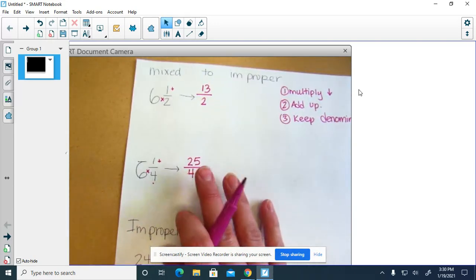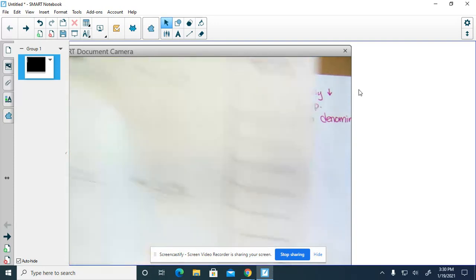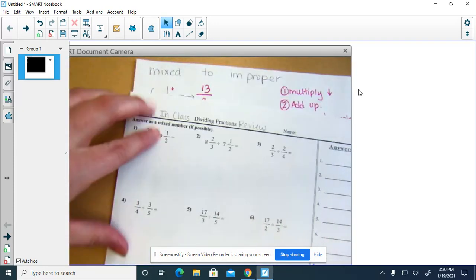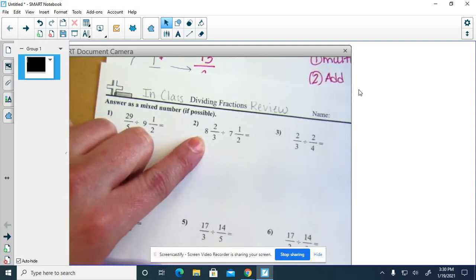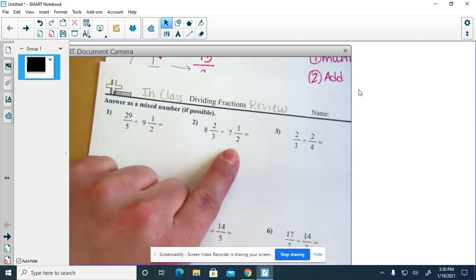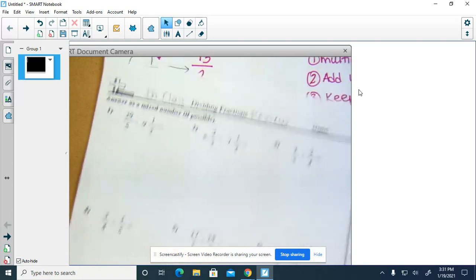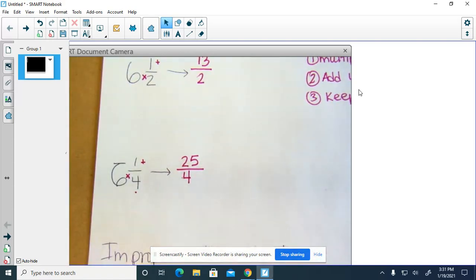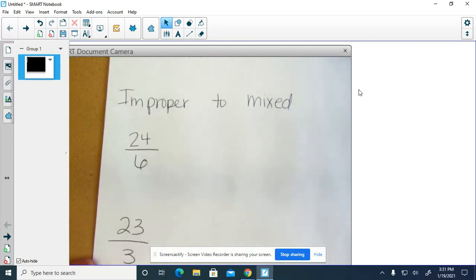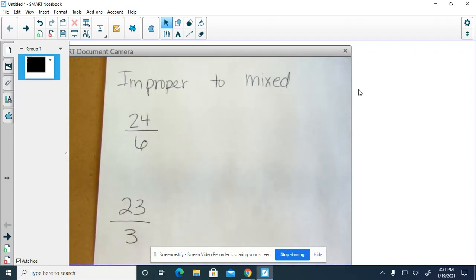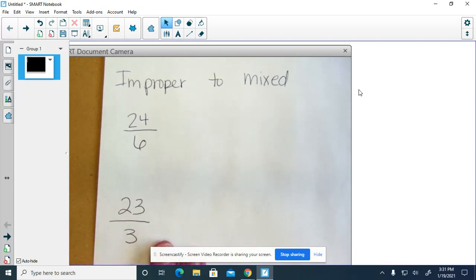You're going to use this when you're looking at your homework. When your homework gives you this 8 and 2/3 and 7 and 1/2, you have to get that into an improper fraction before you can work the problem. All right. Sometimes after you have divided your fractions, you get an improper fraction. You need to make sure you write your improper fraction as a mixed number.